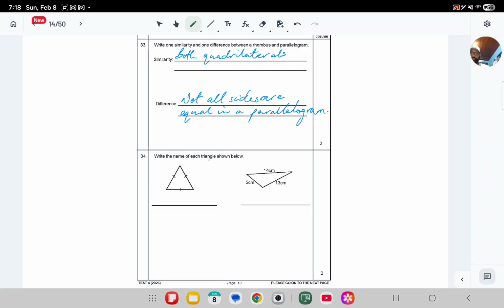Alright, write the name of each triangle shown below. We know with these lines that means all 3 sides are equal, so it is an equilateral triangle. And this one, no sides are equal, so therefore it is a scalene triangle. Remember to spell correctly. Alright, 1 mark, 1 mark, 1 mark, 1 mark.